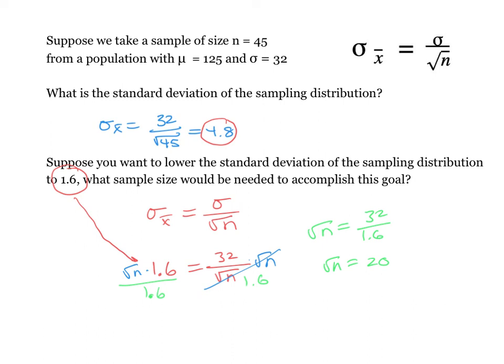And then I'm going to square both sides so I can find out what n is. So 20 squared will be 400. Okay, so in order to drop the standard deviation for a sampling distribution to 1.6, I would need a sample size of 400 in order to do that.